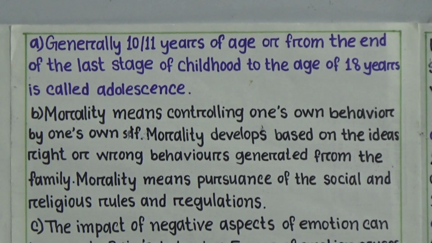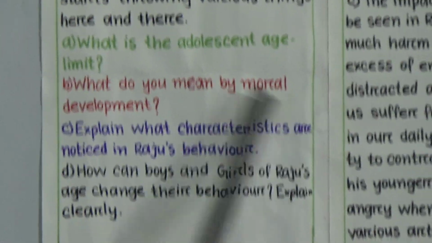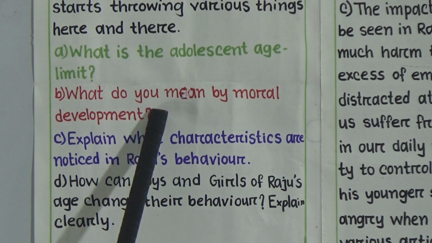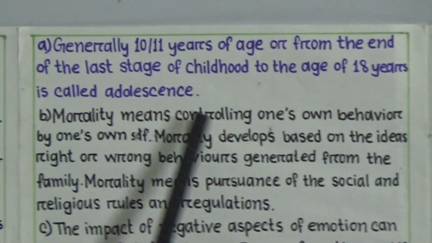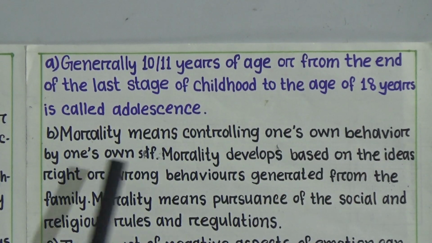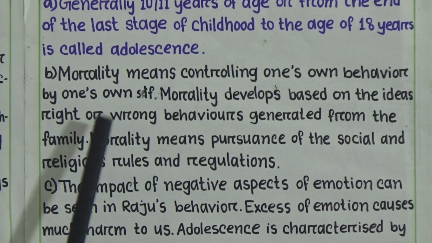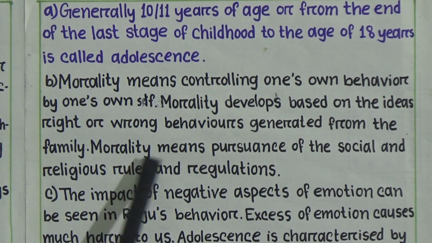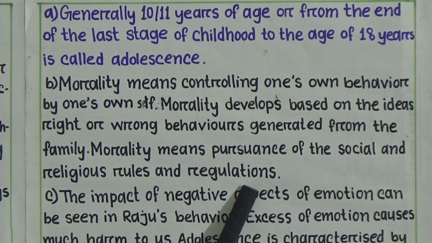Now come to question number B. The question is, what do you mean by moral development? You can write the answer like this. Morality means controlling one's own behavior by one's own self. Morality develops based on their ideas, right or wrong behaviors generated from the family. Morality means pursuance of the social and religious rules and regulations.